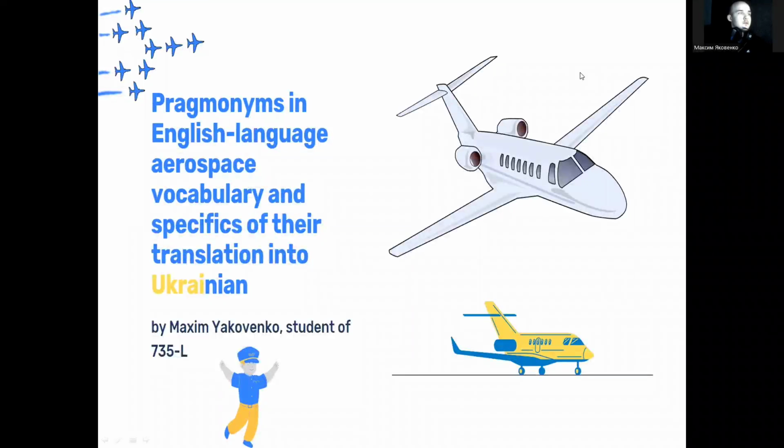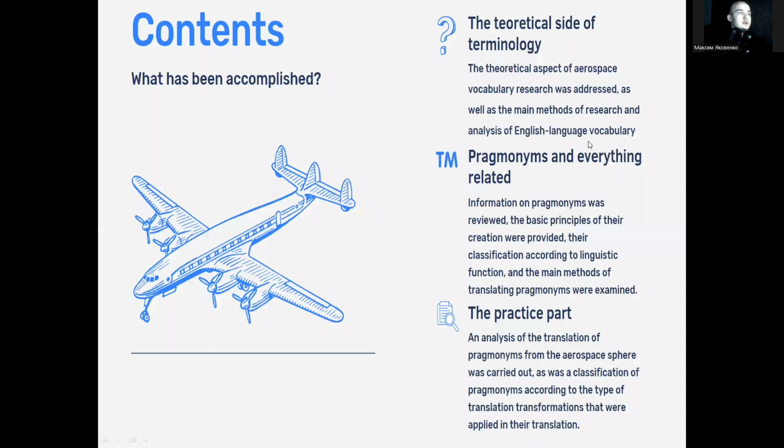I'm a student of the 735th group of the Kharkiv National Aerospace University, and this is a presentation of my coursework on pragmonyms in English language aerospace vocabulary, and specifics of their translation into Ukrainian. In my work, the features of the development of the English language aerospace vocabulary were studied. Terminology was considered as a science.